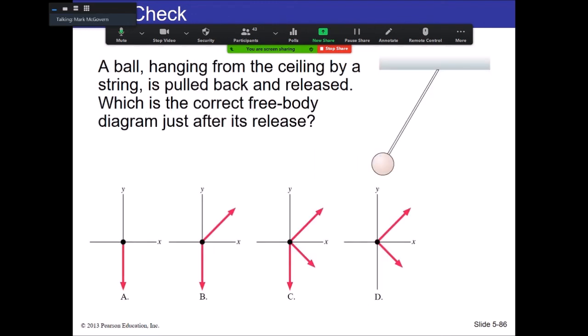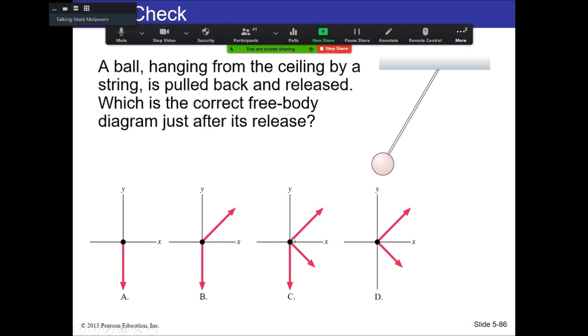A ball hangs from the ceiling by a string and is pulled back and released. Which is the correct free body diagram just after its release? Okay, well, we need gravity. I see A, B, and C have gravity. D does not. D's wrong. A shows no other forces, but clearly we have a point of contact here. A is wrong. C has 3 forces and B has 2 forces. But there's only one thing in contact, and that's the string.